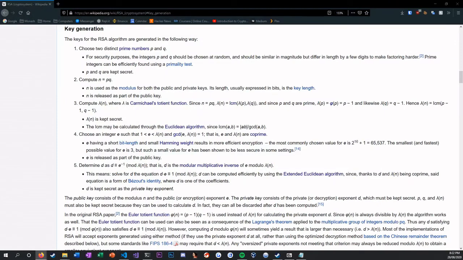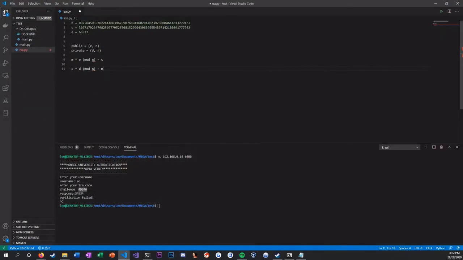And to calculate D, you can look at here. You can see N is equal to the product of two prime numbers, P and Q, and the next thing that is done is they calculate a totient function, which is equal to P minus 1 times Q minus 1, and then D is equal to the modular multiplicative inverse of E over that modulus. So essentially, phi is equal to P minus 1 times Q minus 1, where P times Q equals N.